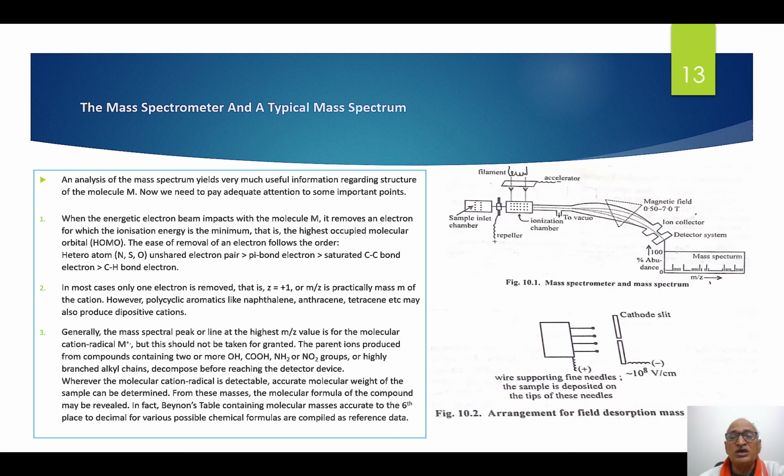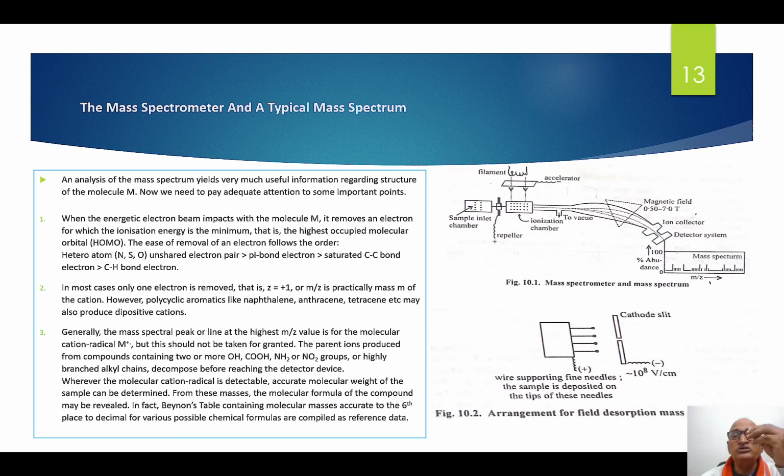Again, I have taken this diagram from my own book. You see a tentative diagram is shown here. There is a sample inlet chamber having very, very low pressure, 10 to the power minus 5 torr. The sample is injected into this chamber. Then the next chamber is ionization chamber. Its pressure is 10 times lower than the pressure in the sample inlet chamber. So vapor phase molecules are automatically drawn into it.